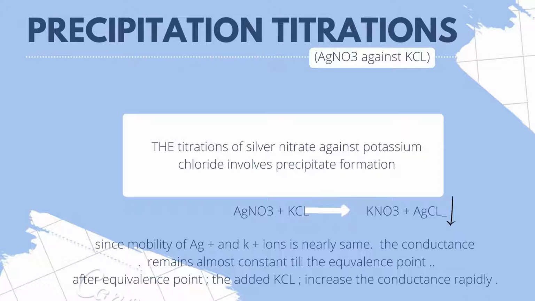Now the last example, that is number five, precipitation titration, AgNO3 against KCl, that is silver nitrate against potassium chloride. The titration involves precipitate formation, that is AgNO3 plus KCl equals KNO3 plus AgCl precipitate. Since the mobility of Ag+ and K+ ions is nearly the same, the conductance remains almost constant till the equivalence point. After the equivalence point, the added KCl increases the conductance rapidly.